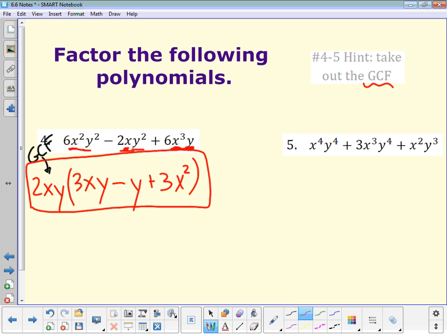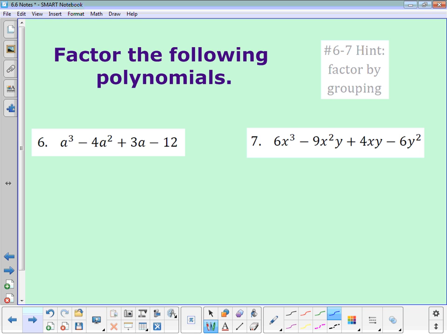I want you to pause the video at this time and see if you can finish number 5 on your own. Remember, you're looking for a GCF there. Okay, so let's move on and take a look at number 6. Now I'm factoring by grouping. Anytime you have 4 terms laid out for you like we do here, 1, 2, 3, and 4, I can factor by grouping. Okay, so that's what I want to do.